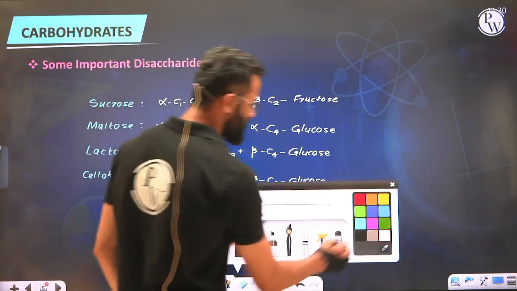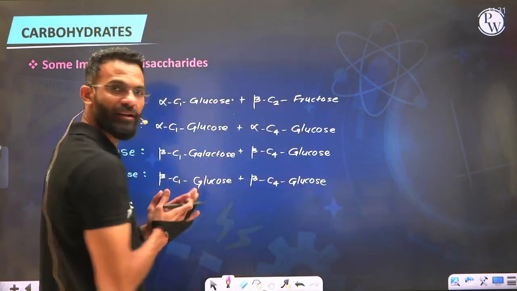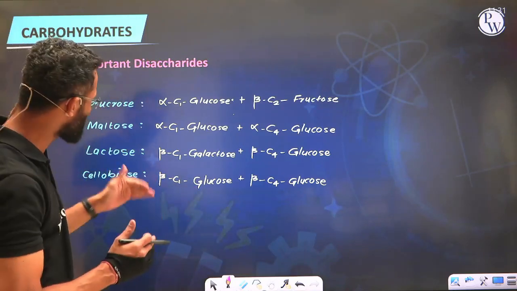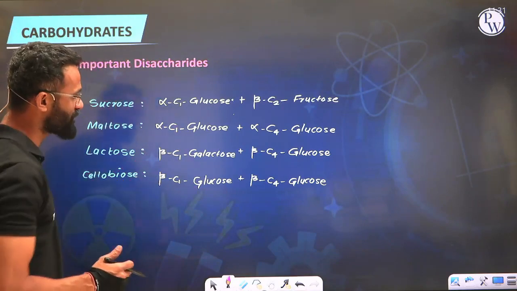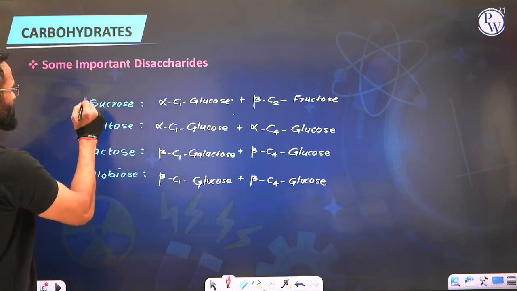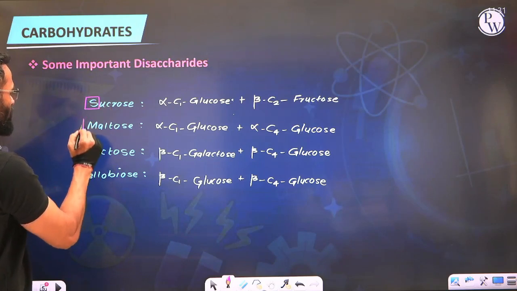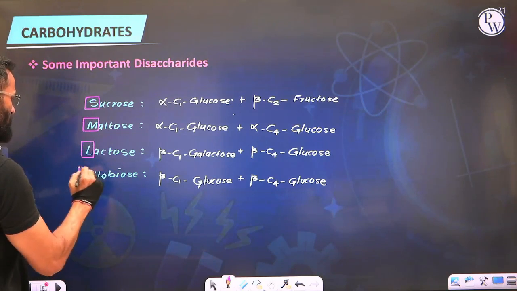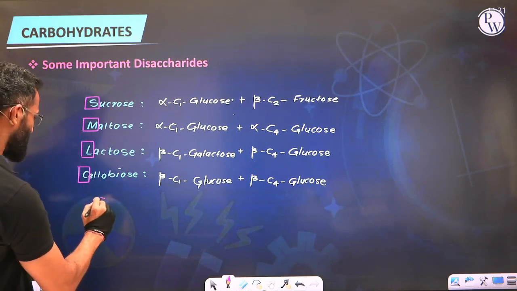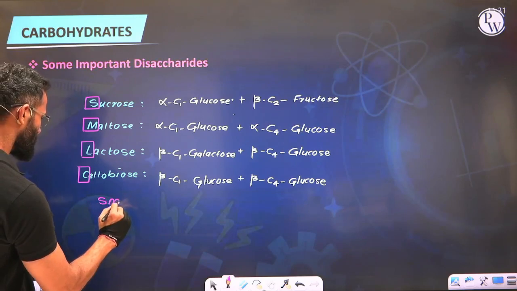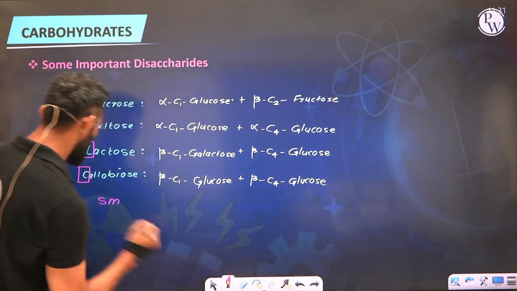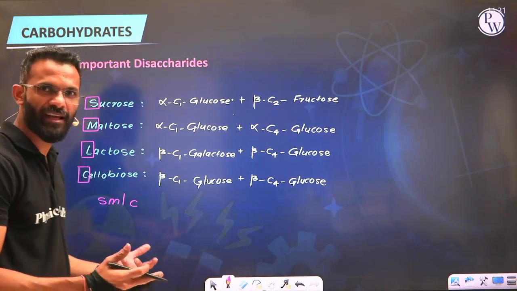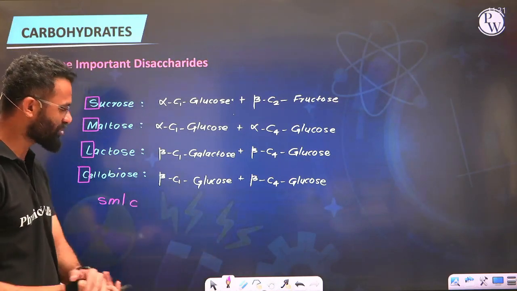But guys, now imagine you remember this sequence very well, but what if you forget the order of the disaccharides? That will bring you in trouble, right? So you need to know this sequence as well. Then only everything will fit well. So remember, the first one is sucrose, second is maltose, third is lactose, fourth is cellulose. I remember this as small c. Ignore L, small c. Just a word to remember, SMLC: sucrose, maltose, lactose and cellulose.